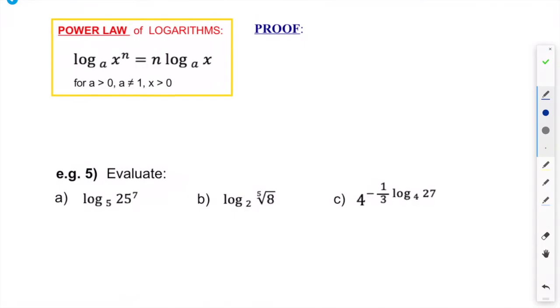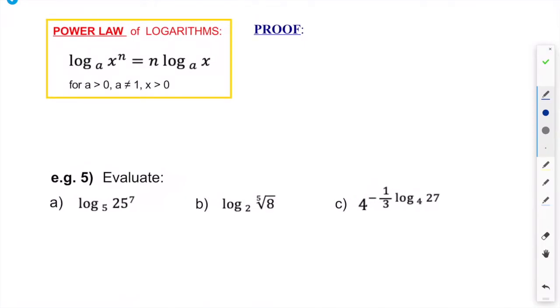Last but not least, we have the power law of logarithm that we have alluded to previously. When I have log of x to the power of n base a, I can write the exponent n as the coefficient, and then I multiply the expression. So let's see what the proof looks like.